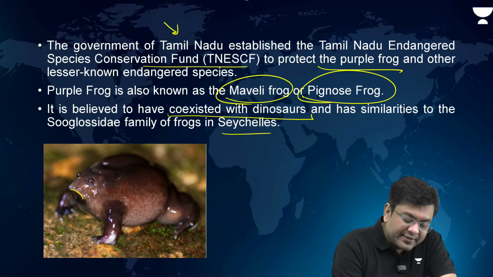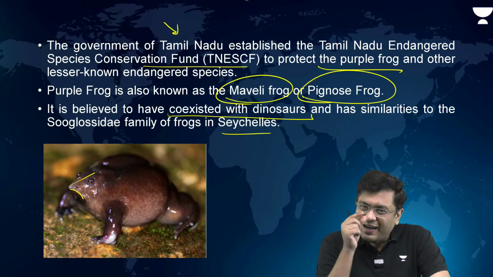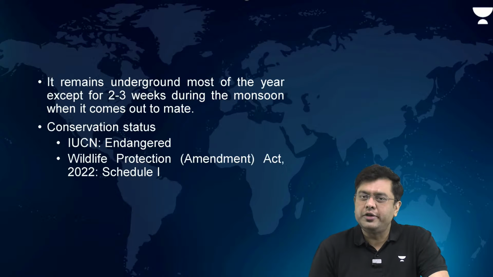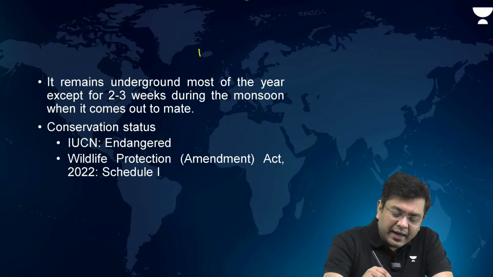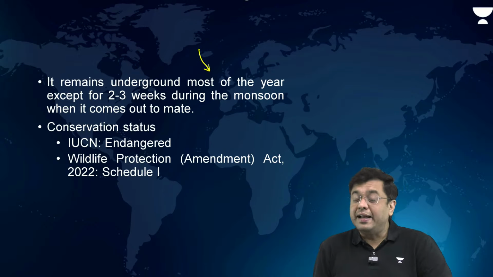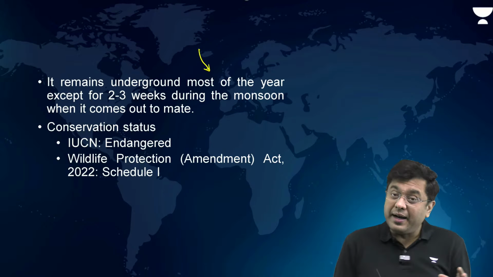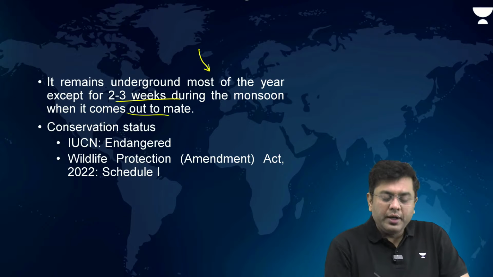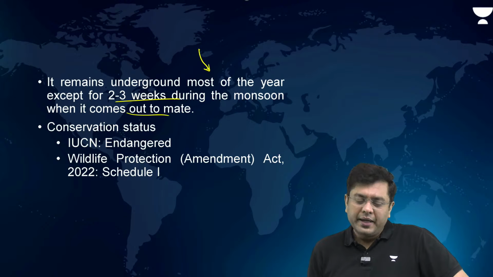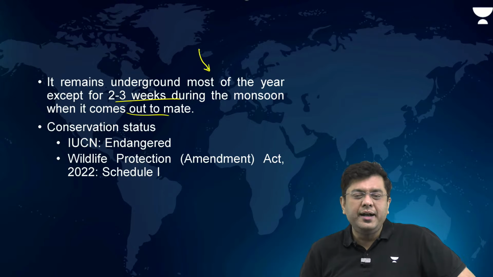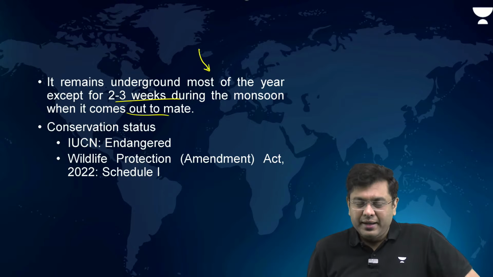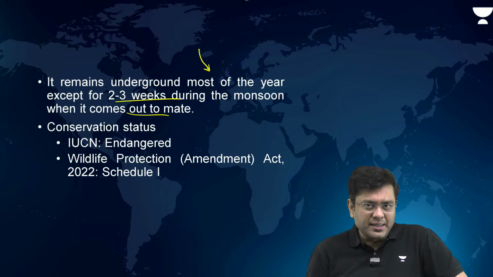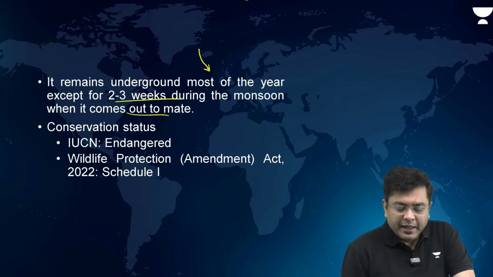And the unique part is the snout, the rat-like shape that the frog has. That is also quite unique. Then it remains underground for most of the year. That is why sighting it becomes incredibly difficult, except for 2 to 3 weeks during the monsoon when it comes out to mate. Naturally found in which region in India? Around the Nilgiris, right? So Tamil Nadu, Kerala, some parts of Karnataka. That is where you will find them.